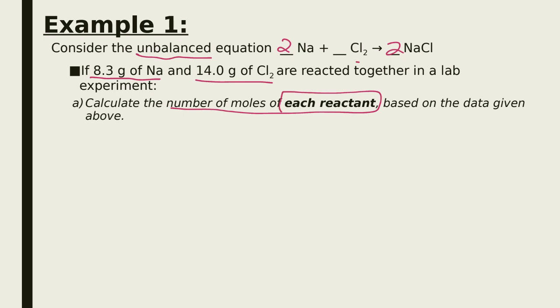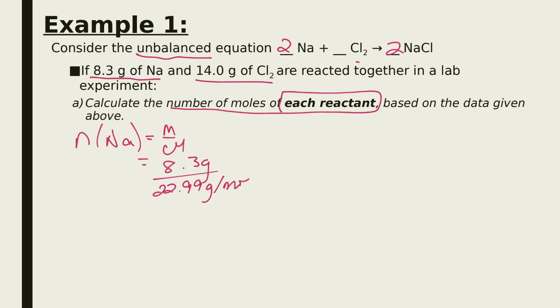And this would be the amount that is available. So let's set this up and solve for the moles of each of these reactants. We'll start with the moles of sodium, and we are given a mass, so we'll do mass over molar mass: 8.3 grams, molar mass of sodium, 22.99 grams per mole. And don't round here. We're not being asked to solve for anything. We're just asked to figure out the number of moles of each reactant.